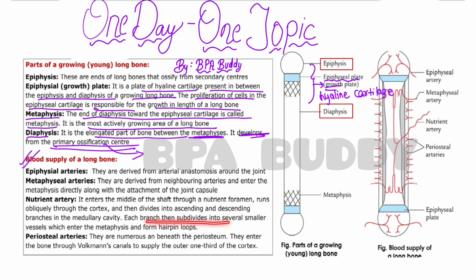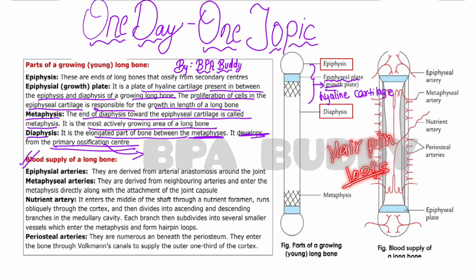Each branch then subdivides into several smaller vessels. Each enters the metaphysis and forms hairpin loops. A few words are important to remember, so if you remember the keywords also, it is fine.